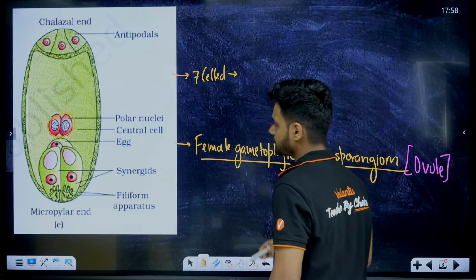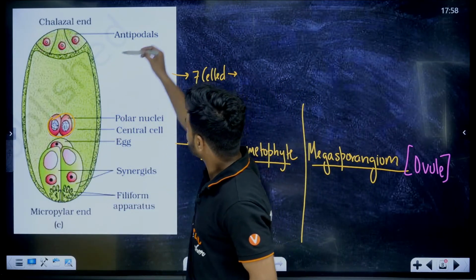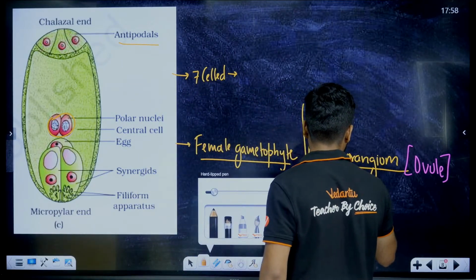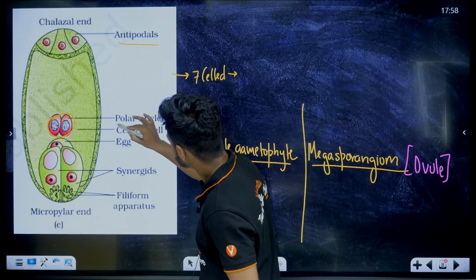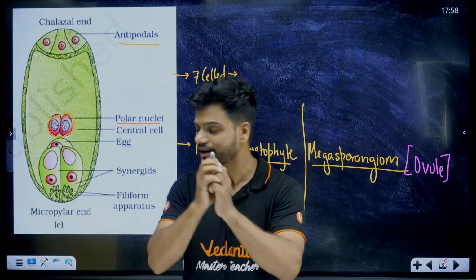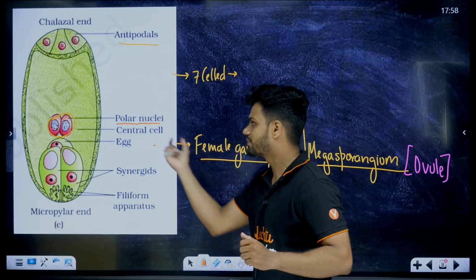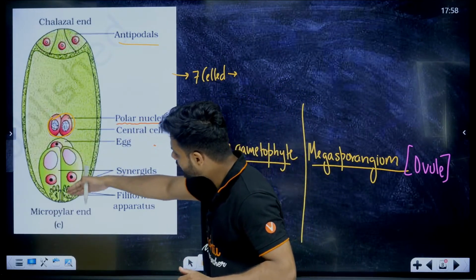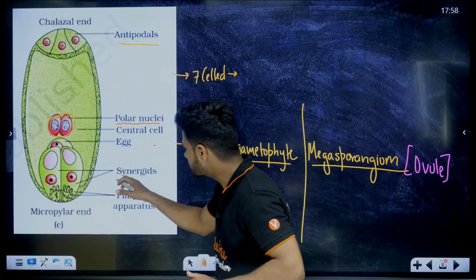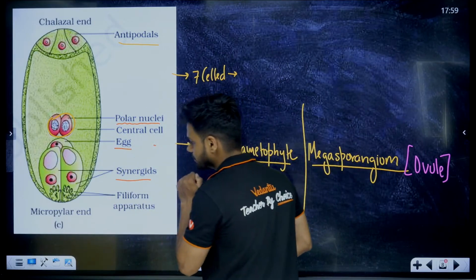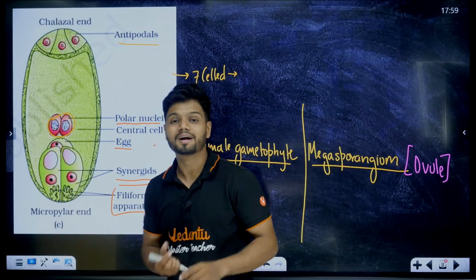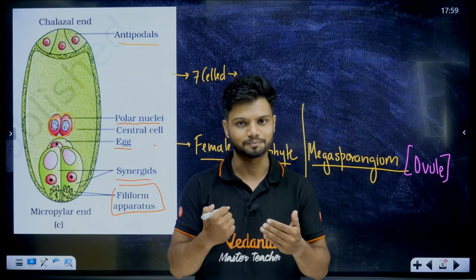But before we go to the nuclei, towards the chalazal end we find 3 antipodals. And in the center we find something called the polar nuclei. These two polar nuclei will end up fusing together and that will produce your central cell. Towards the micropylar end, we see the 2 synergids and 1 egg cell. At the end of the synergid we see something called the filiform apparatus, which helps to guide the pollen tube into the synergid.